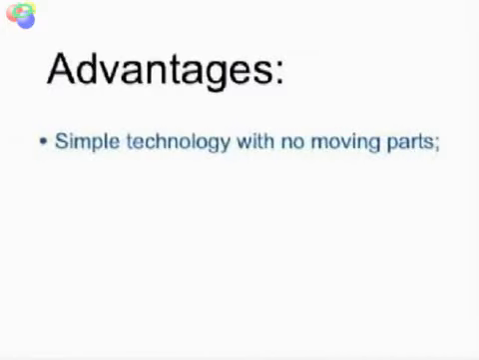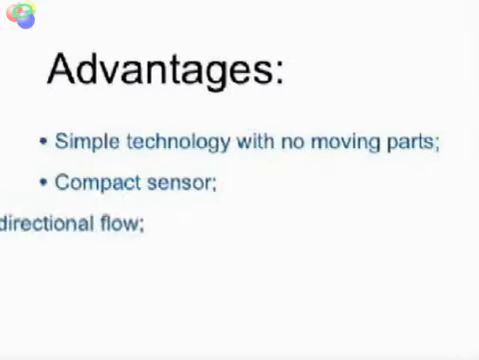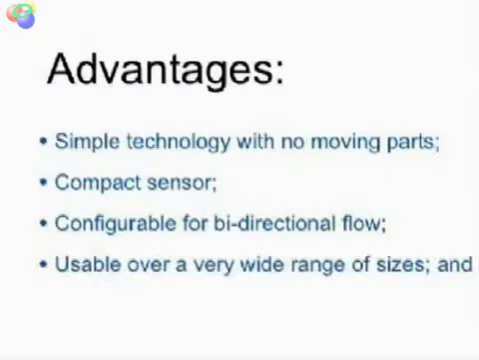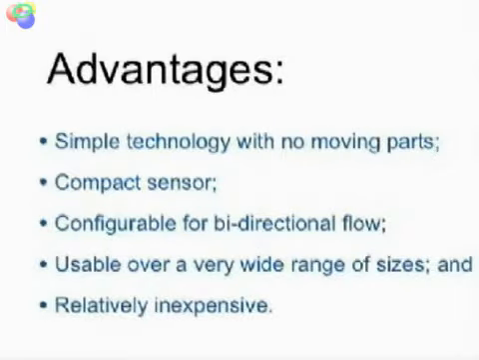There are many advantages to this approach. It's a simple technology with no moving parts. The flow measuring sensor can be very compact. Depending on the configuration of your pressure sensor, you can set it up for bidirectional flow. The approach is scalable over a very wide range of sizes, and it's relatively inexpensive. Of course, there are drawbacks too. It has limited accuracy and turndown range. If high precision is your primary objective, there are probably better technologies.